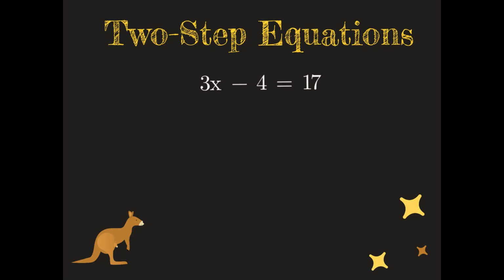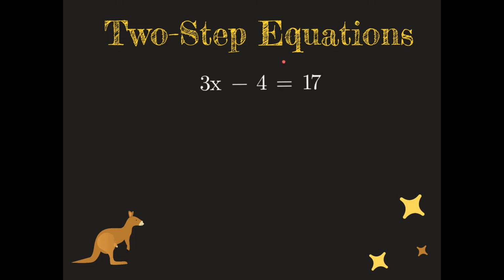Okay, so we've seen what one-step equations look like and how we can solve them. We're going to be moving on to our next topic, which is two-step equations. And in two-step equations, usually we're going to have to do, as the name suggests, two different steps to get to our final answer. So once again, we know this is an equation because there is an equal sign in the middle of the terms.